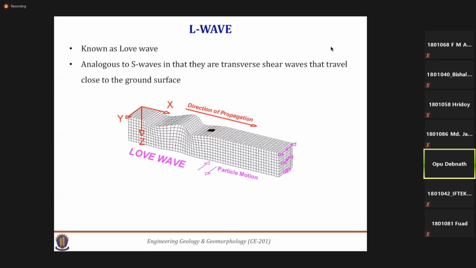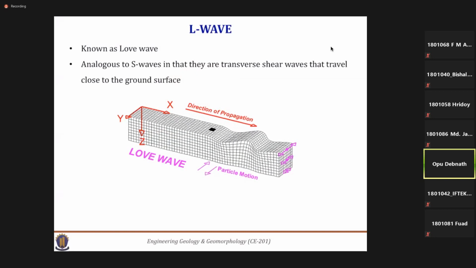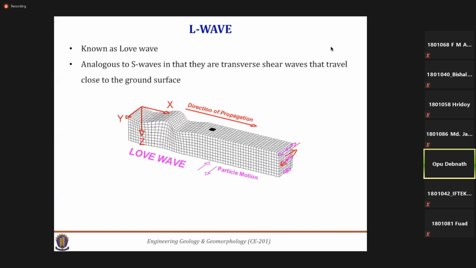That means in the Love wave, the secondary wave, the wave will propagate along the z direction, that means vertical, and in this Love wave there is horizontal shear. That means the particle motion is different. The direction of propagation is the same, but the particle motion is in the y direction, that means sideways movement. That means transverse shear.